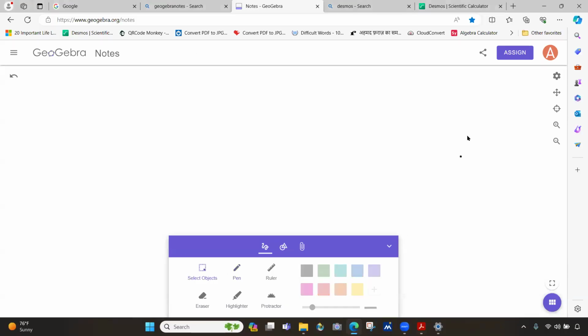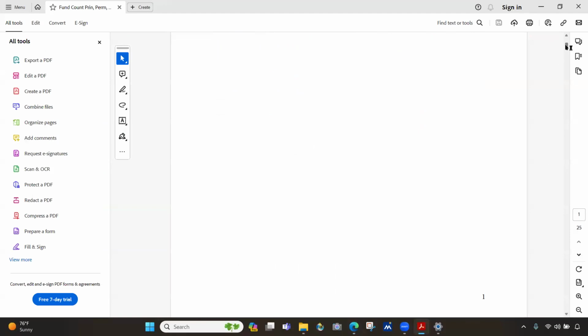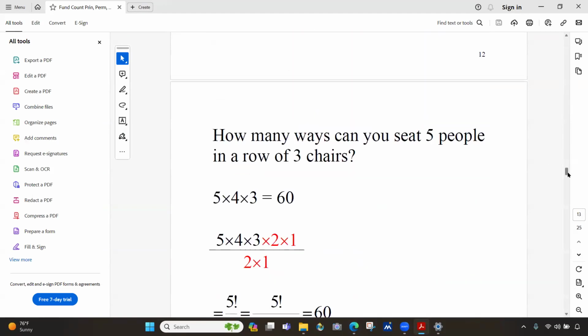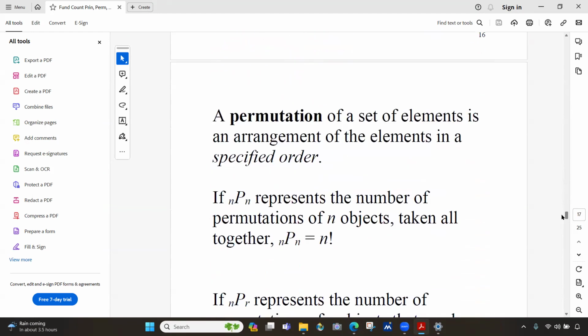So, guys, we're going to talk about combination. Combination is connected to counting principle and permutation. In the last video, we talked about permutation. We're going to talk about combination.